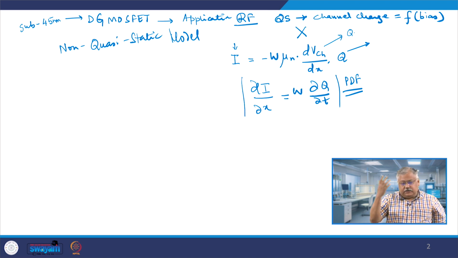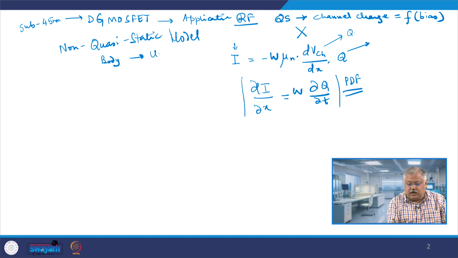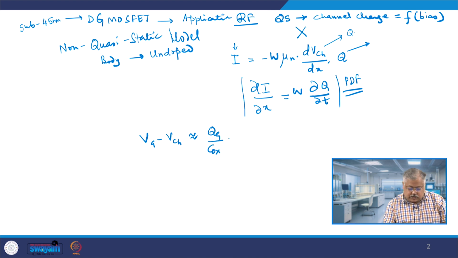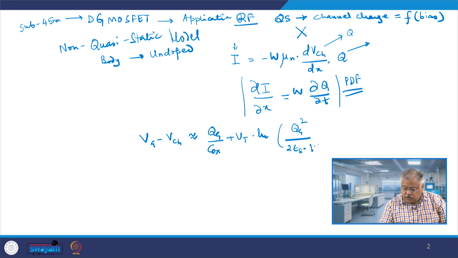If you look at the EKV model, which is the charge based model which was initially found out, if you assume that the double gate MOSFET is basically a long channel device and your body is very lowly doped, or let me say undoped, or near intrinsic doping has been done, then if you apply gradual channel approximation, which is a very important one, then we get Vg minus Vch to be approximately Qg by C oxide plus Ut ln of, I will explain to you, ln of Qg square divided by 2 epsilon silicon into q into UT into Ni plus Qg divided by q into Ni into T silicon by 2.